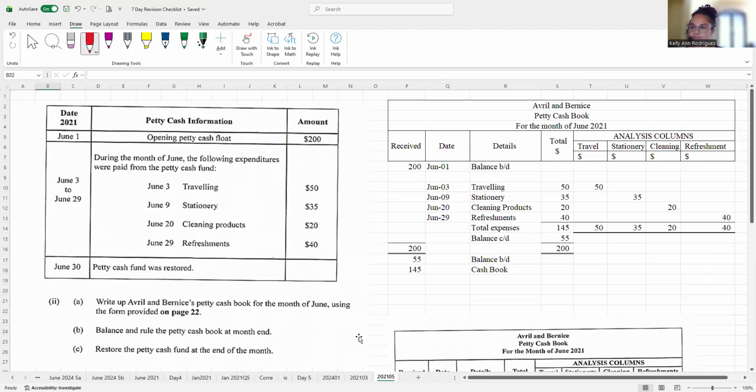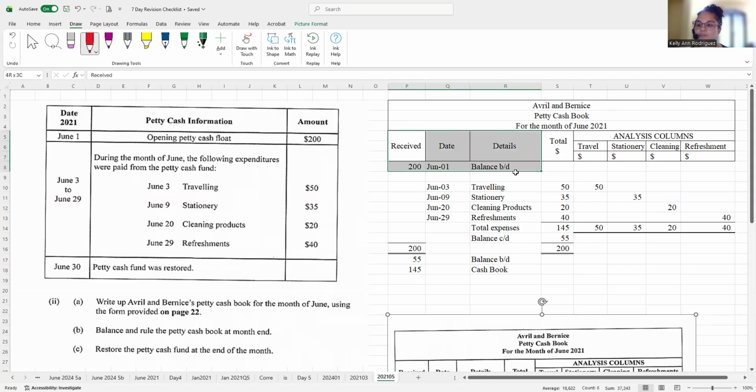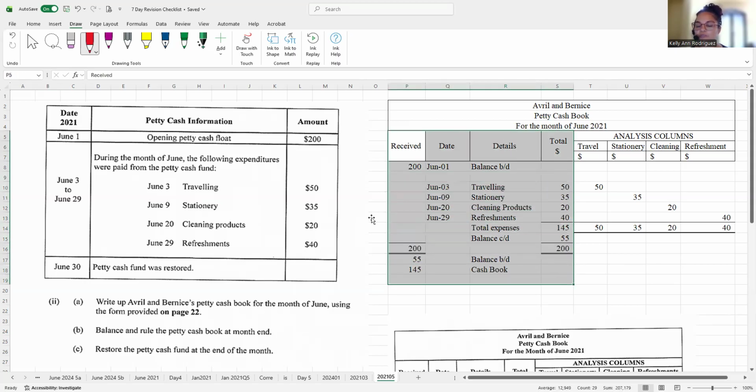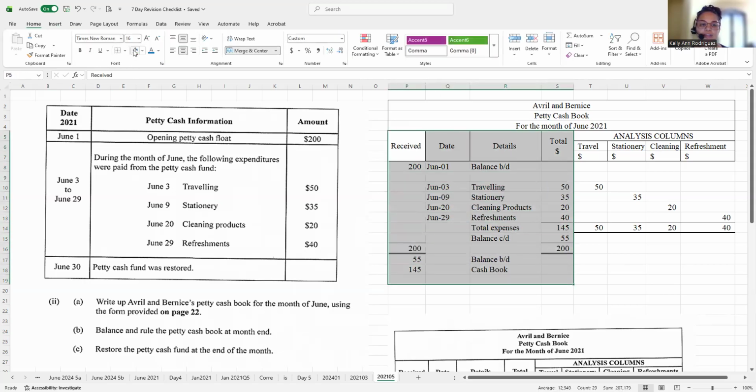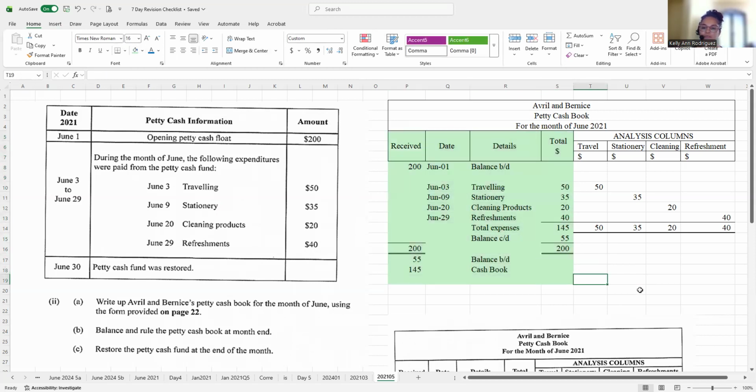So the petty cash. Now, petty cash is very, very straightforward. I tell students this section of your petty cash book is like having a diary. All you have to do is take the information from there and plug it in there. The first part of your petty cash book, where you have receive, date, details, and total, is like having a diary where you just plug in information.